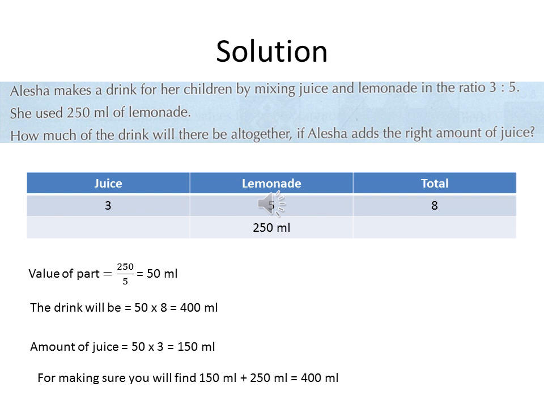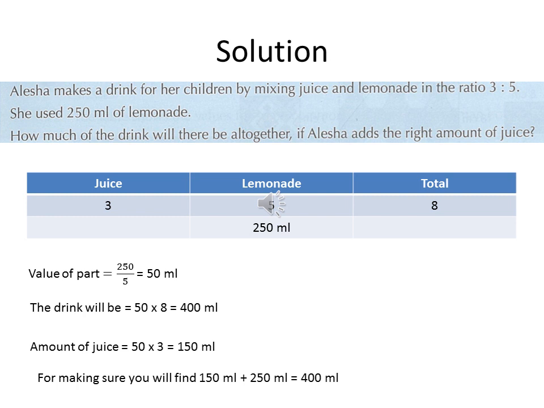After that, read the question carefully. It is asking how much of the drink will there be altogether if Alesha adds the right amount of juice. So, first of all, as I said before, we have to search for the complete column. Where's the complete column? It's lemonade, yes. Lemonade has the ratio and the amount of the lemonade itself, which is 250 milliliters. So first, we divide them and get the value of part. The value of part equals 250 divided by 5, which equals 50 milliliters.